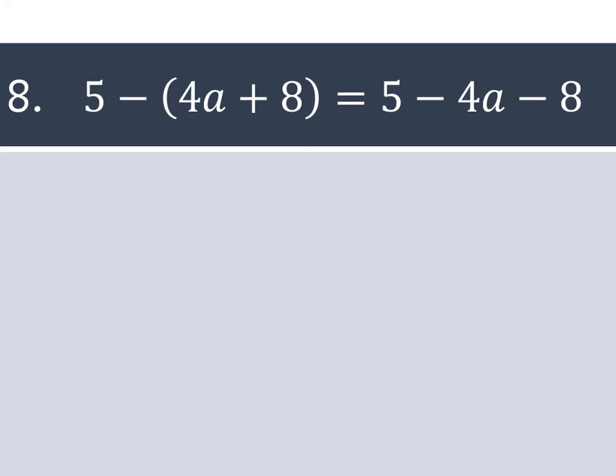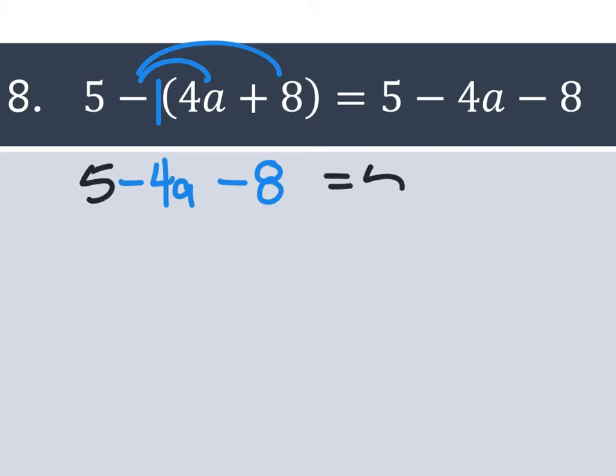So what about number 8 right here? We've got to be careful on this one a little bit. This is a negative 1 right here that we're going to be distributing into the parentheses. So negative 1 group of 4a would be negative 4a's. And negative 1 group of 8 would be negative 8 right there. So as of right now, we got 5 minus 4a minus 8 equals 5 minus 4a minus 8. Now, just so you understand, if you know that there's infinite solutions right now, boom, you're done. Because the two sides of the equal sign match exactly.